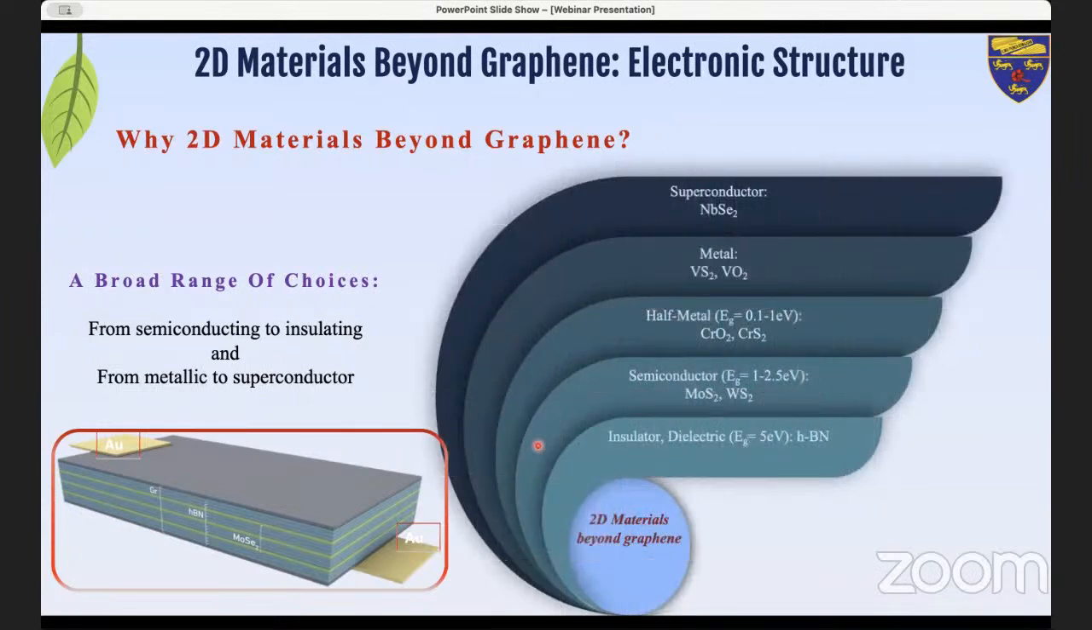So here I bring you a wide range of 2D materials. For example, niobium selenide has potential for superconducting. Vanadium sulfide or vanadium oxide has potential as a metal, half metals like chromium oxide and chromium sulfide, semiconductors like molybdenum sulfide and tungsten sulfide, and the insulator hexagonal boron nitride. So we have many choices. If we synthesize these materials as 2D, we can use them in optoelectronic devices, energy conversion devices, hydrogen production devices, or sensor devices.